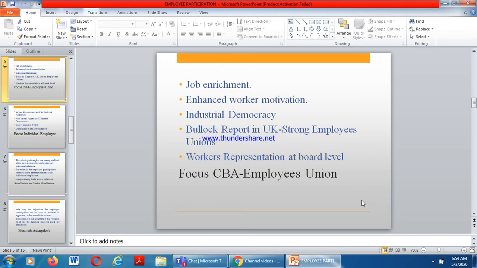Industrial democracy, as I have told you, all organizations aimed at a free market economy move around the concept of democracy. In the late 80s, or after the Second World War, when the world was divided into economic blocks, the planned economy, which was led by the Soviet Union, and the open market economy, which was led by the USA and its allies, the UK.